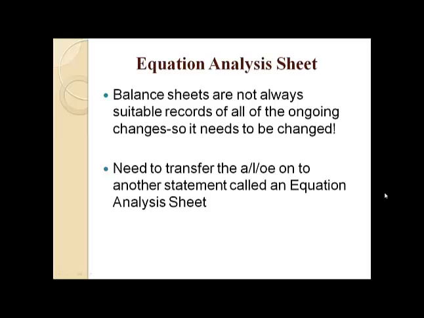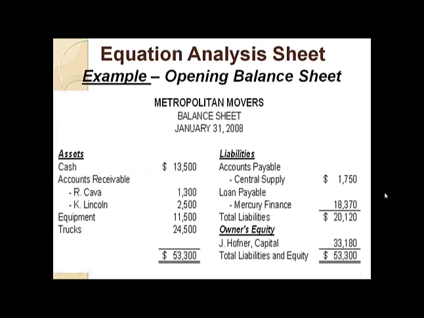Now all these transactions have to be recorded. Since a balance sheet is the last financial statement to be made in the accounting cycle, it might not be the best place to record all these transactions. We're going to have to record them on a different sheet. It's called the equation analysis sheet.